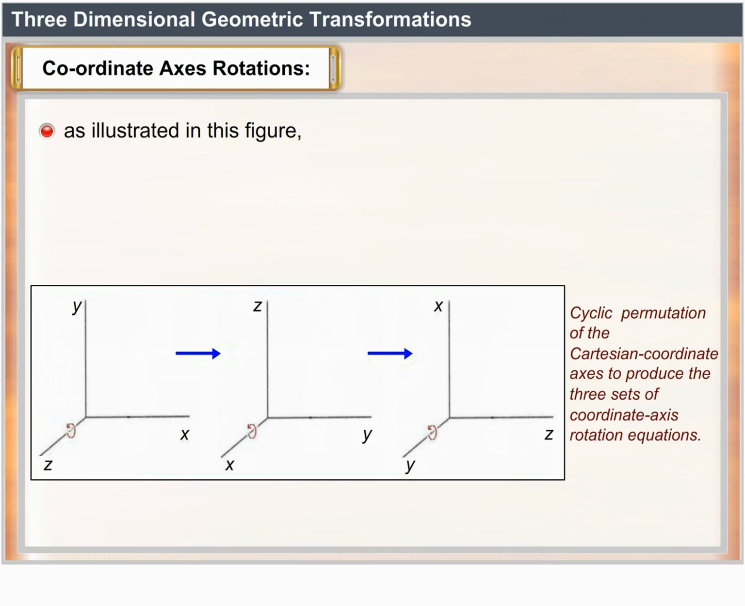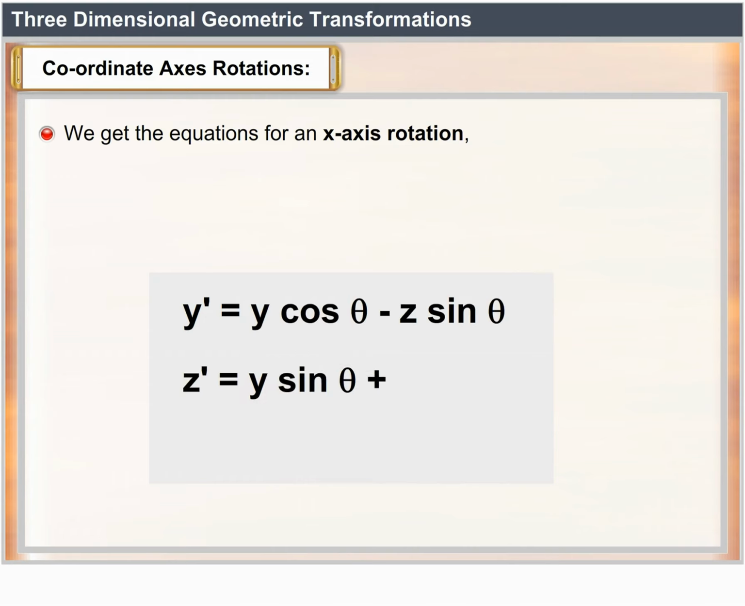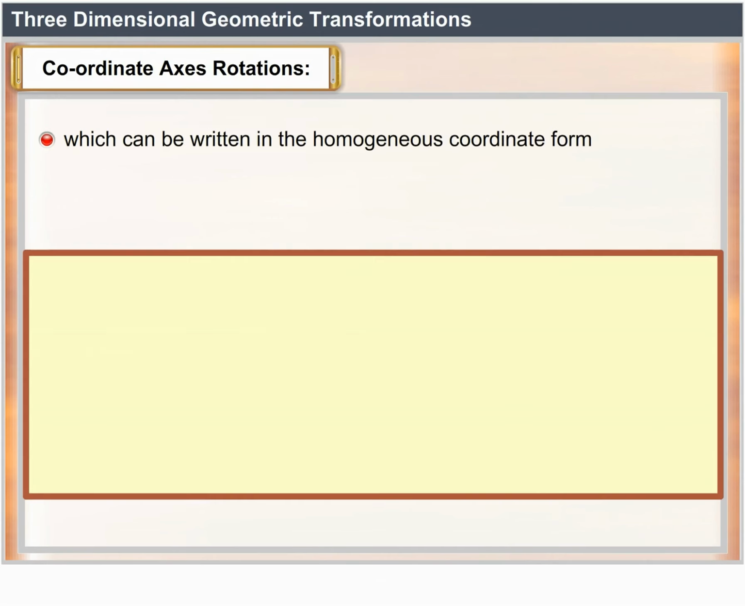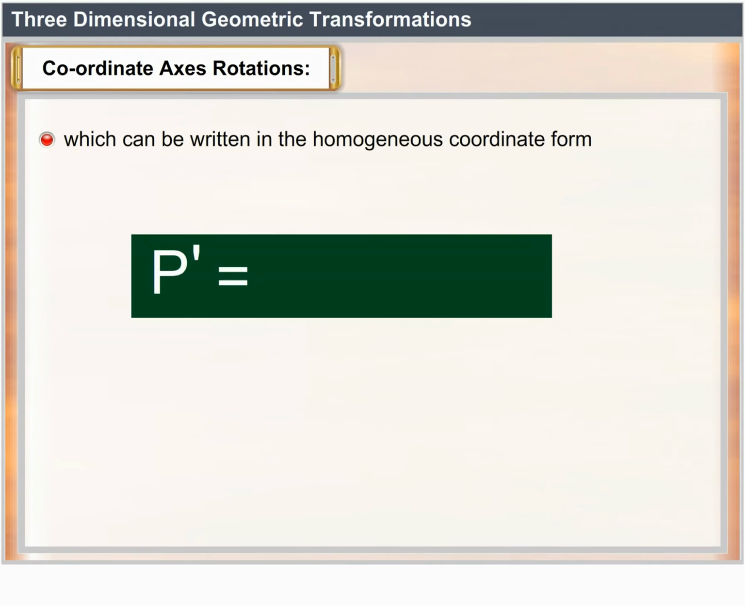We get the equations for an x-axis rotation. y' = y cos θ − z sin θ, z' = y sin θ + z cos θ, x' = x, which can be written in the homogeneous coordinate form as shown, or P' = Rx(θ) · P. Rotation of an object around the x-axis is demonstrated in this figure.